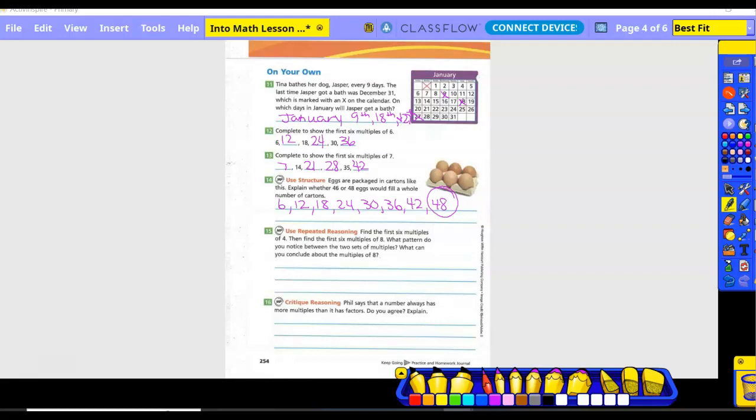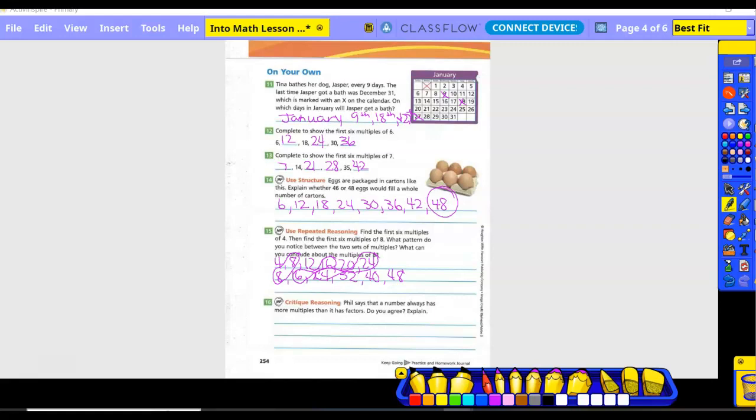Number 15, find the first 6 multiples of 4, then find the first 6 multiples of 8. What pattern do you notice between the 2 sets of multiples? What can you conclude about the multiples of 8? So we wrote the multiples for 4 and 8. When we circled the ones that were similar on the multiples for 4, you skipped every other one that was in common. So we know that 8 is twice as much as 4.